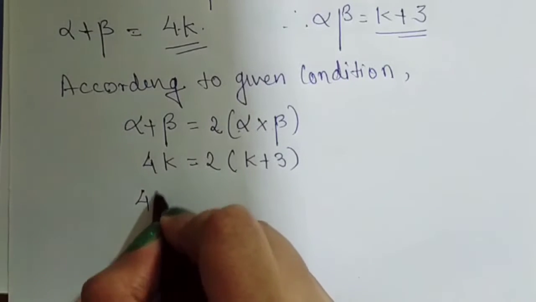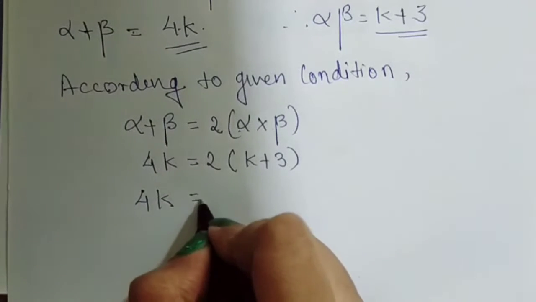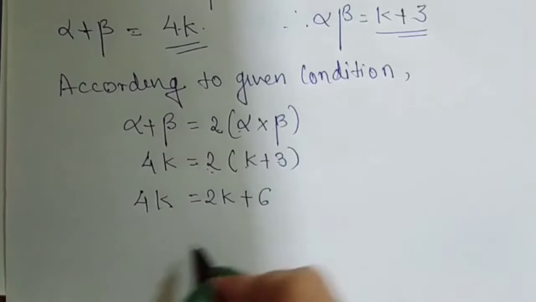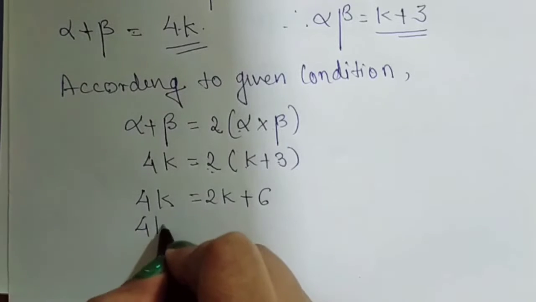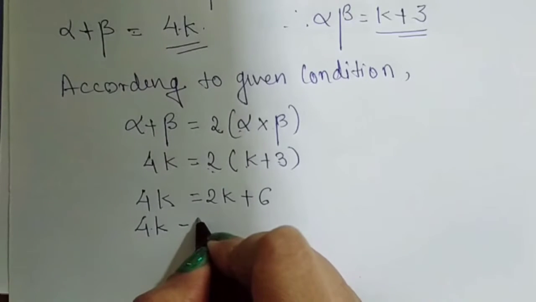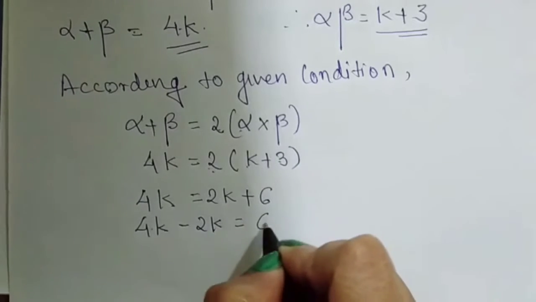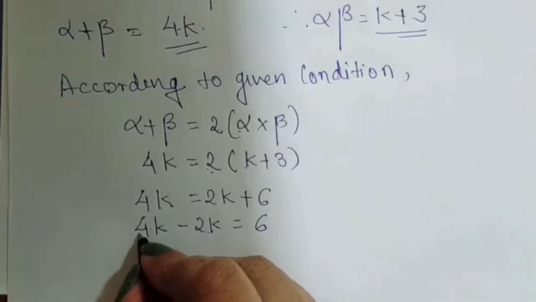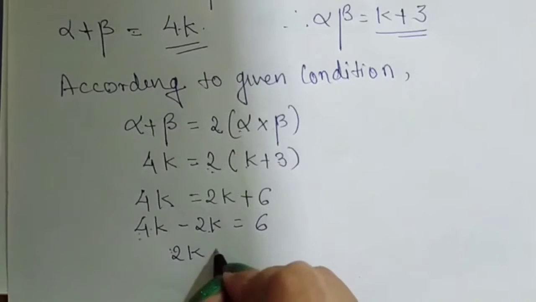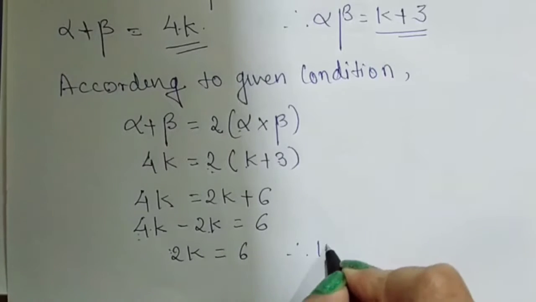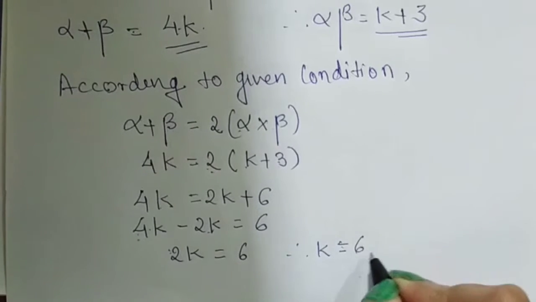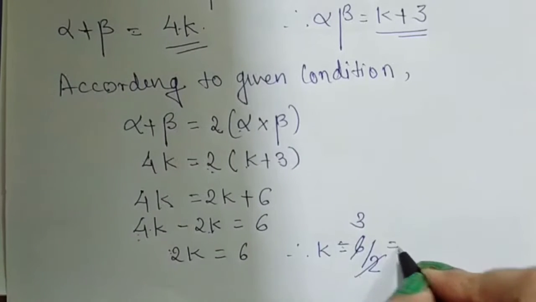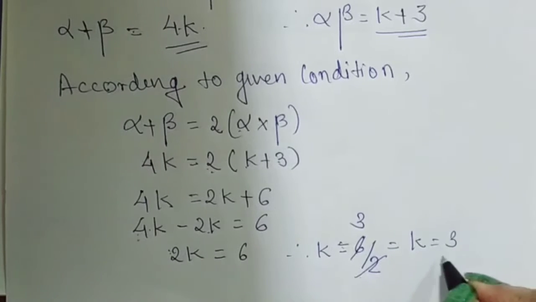Now here 4k equal to 2 into k is 2k plus 2 3s are 6. Now this k will come one side. So 4k minus 2k equal to 6. We'll get 4 minus 2 is 2k equal to 6. Therefore k is equal to 6 upon 2. We'll get k value as 3. k value is what? 3.